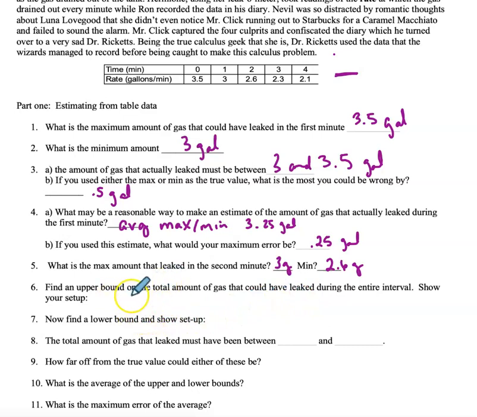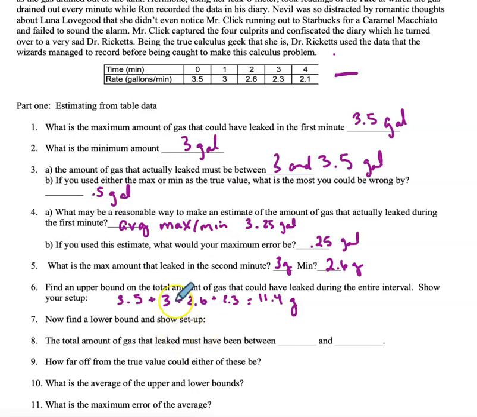So the upper bound, or the maximum total amount of gas that could have leaked out during the entire 4-minute interval, would be the 3.5 gallons that could have leaked out in the first minute, the 3 gallons that could have leaked out in the second minute, the max of 2.6 that could leak out in the third minute, and the max of 2.3 that could have leaked out in the fourth minute. And if I add these up, I get 11.4 gallons is the maximum amount of gas that we could have lost, that I could have lost.